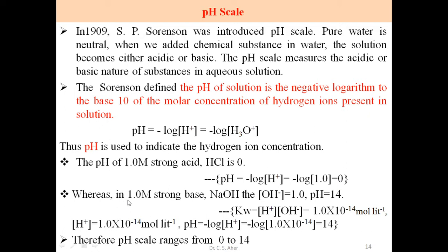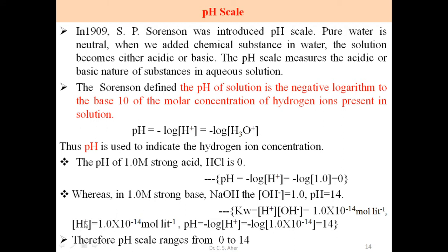Whereas for a 1 molar strong base, for example NaOH, the OH- concentration is 1 molar. And we know the pH is equal to 14. How is this pH equal to 14? See here. We just now completed the ionic product of water. Kw is equal to H+ ion concentration into OH- ion concentration, and this value is 1 into 10 raised to minus 14 moles per liter.